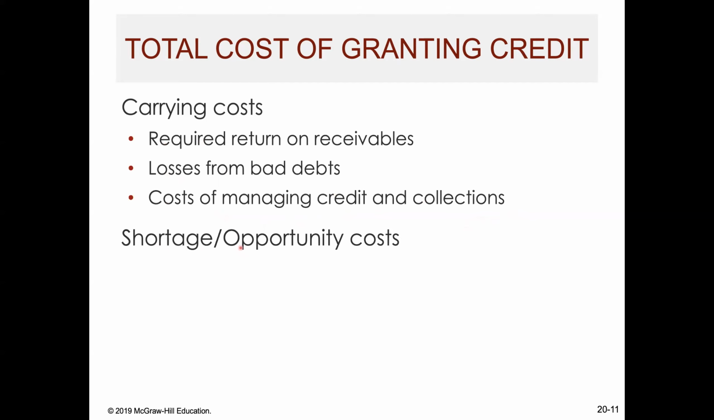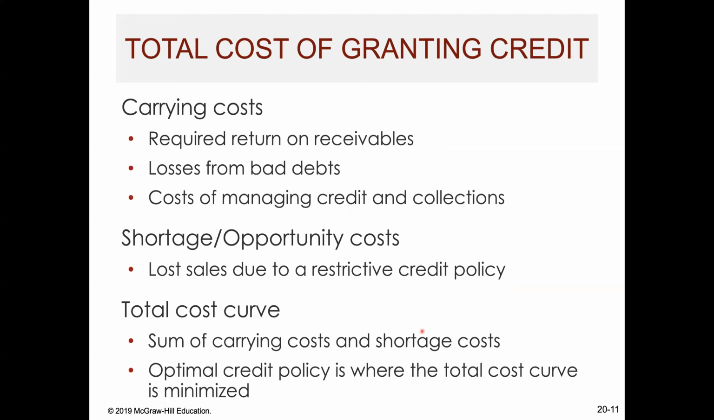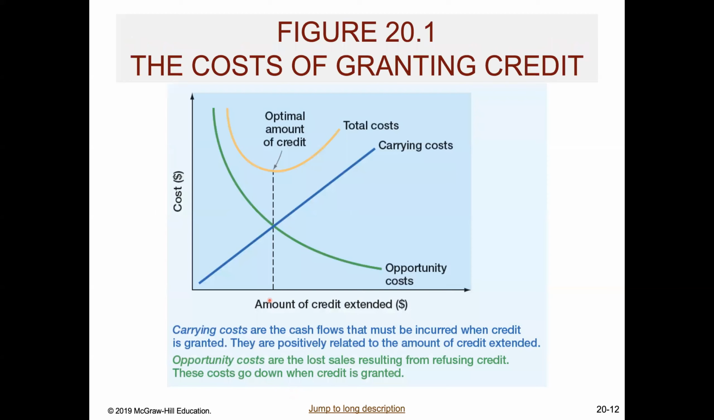There are also shortage or opportunity costs. So if we don't grant credit, there could be lost sales due to a restrictive credit policy. Customers may not have the cash today, but maybe they'll have it in just a few days. We'll potentially lose the sale entirely if we have a restrictive credit policy. So these two together will make up what we call our total cost curve. It's a sum of carrying costs and shortage costs. So the optimal credit policy is where the total cost curve is minimized. I'll show you in a graph here.